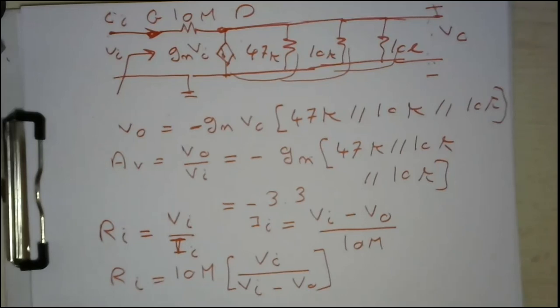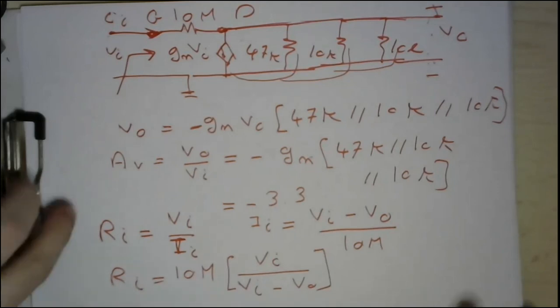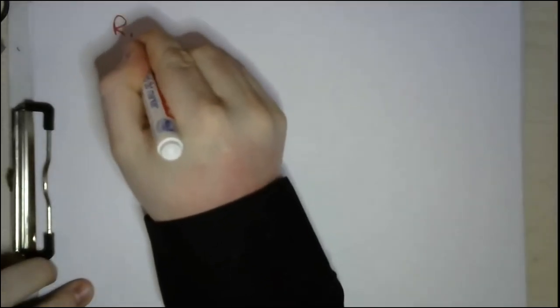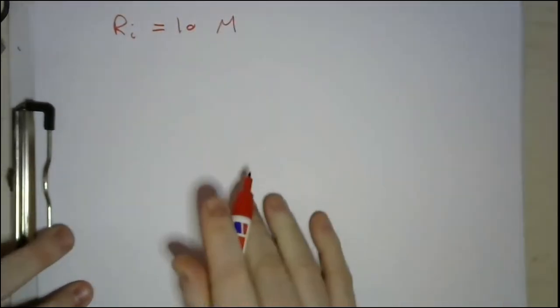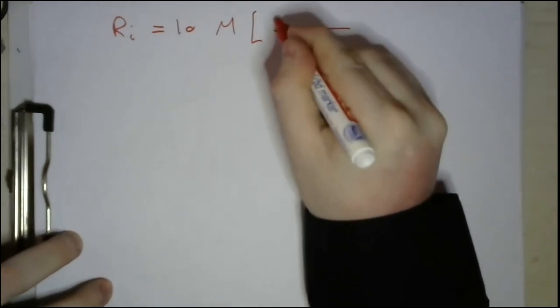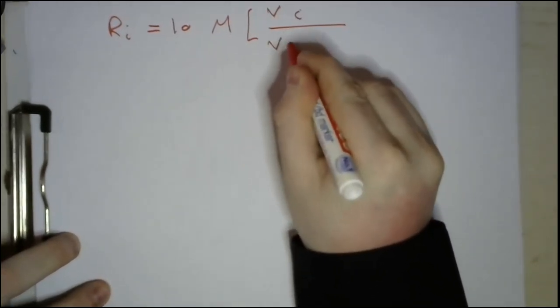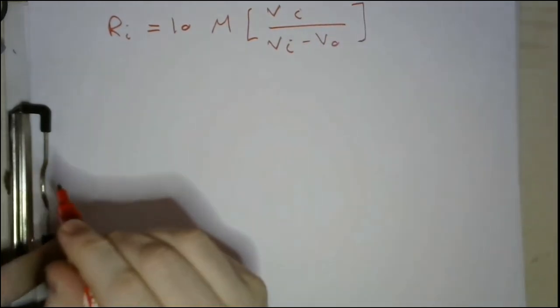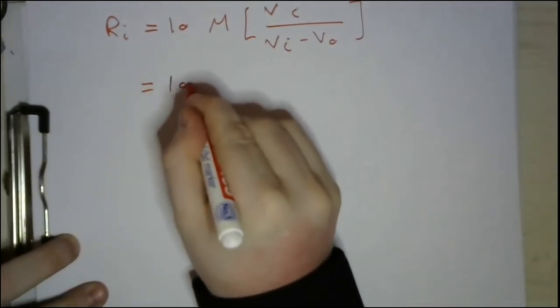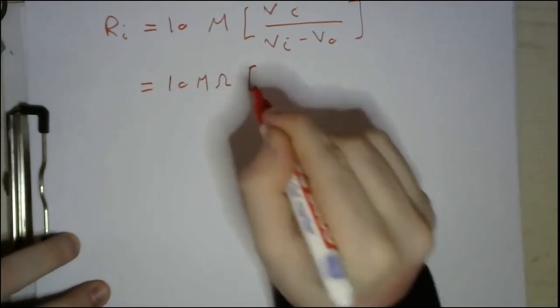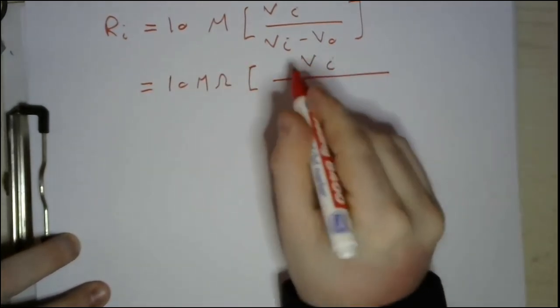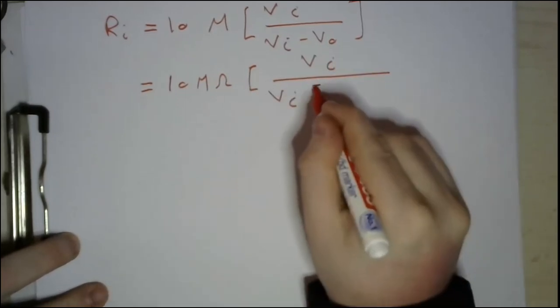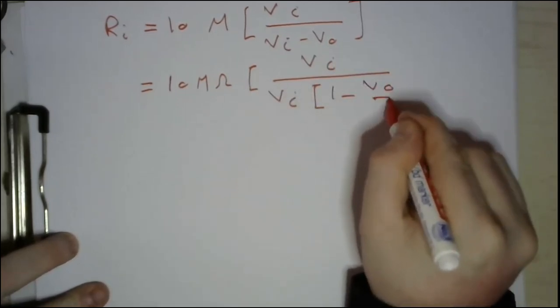Perfectly. So how can we solve this? Let me write it again. So R input equals 10 mega times V input over V input minus V out. Okay, equals 10 mega ohm times... What if I take this V input as a common factor, and I have 1 minus V output over V input?